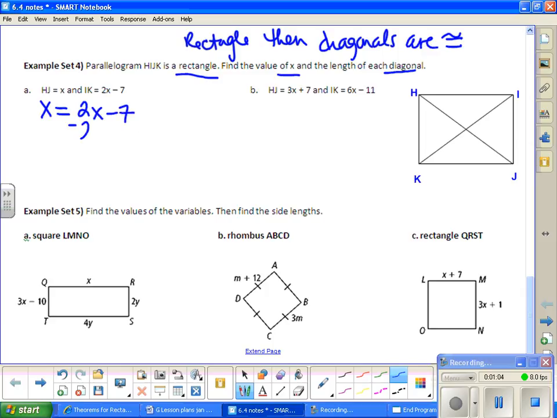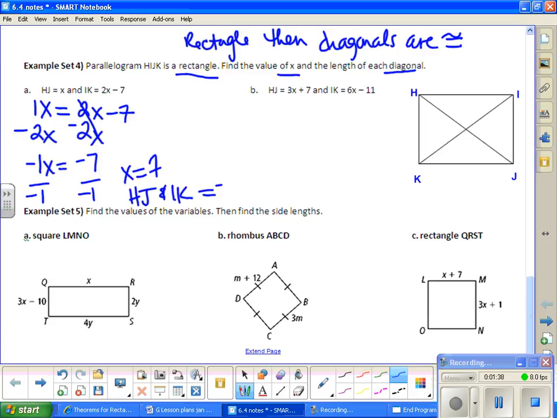So we'll go ahead and subtract 2x. This is an invisible 1. End up with a negative 1x equals, cancels, a negative 7. And then the last step is to divide both sides by negative 1, and x equals 7. I wanted to know what x equals, and then what each side equals. Since HJ is x, the side HJ and IK equals 7 as well.